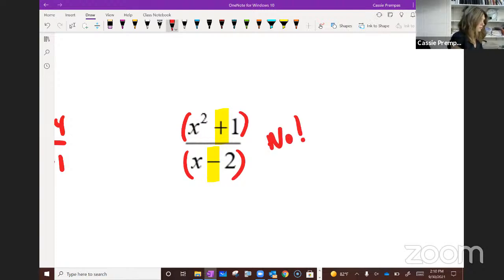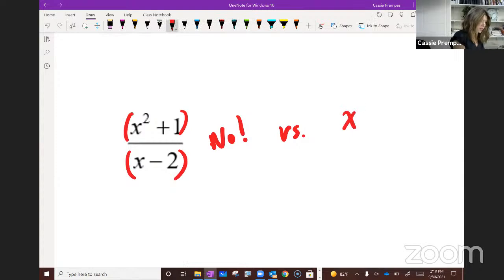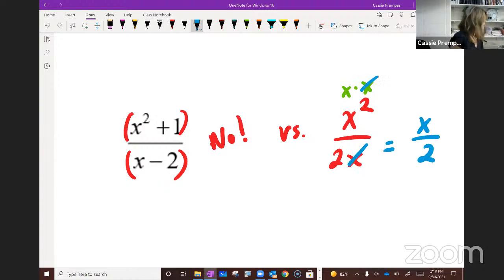What if there was a parentheses and it was x, 2, and just x? If it was like x squared over just 2x, yes, because these are factors. This would be x times x, and that would be 2x, and now it's separated by multiplication. Let me use a different color pen. So then, yes, I could, which would be x over 2. But that's the difference, and you just noticed it. These are multiplied. Those have pluses and minuses.